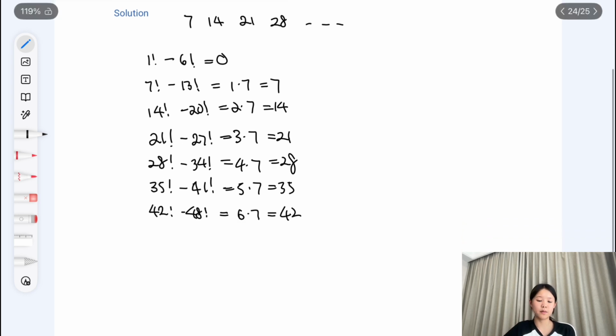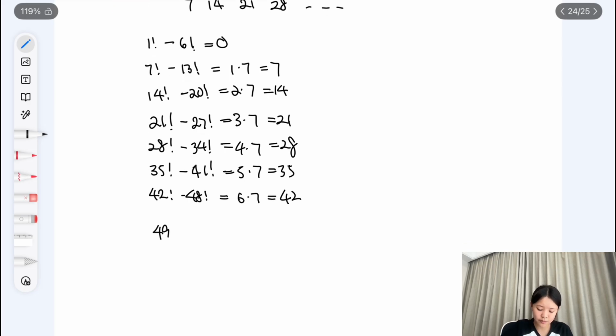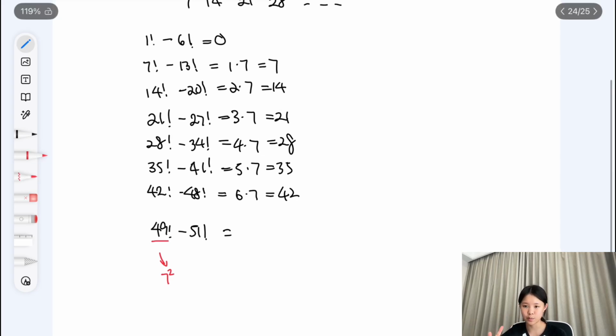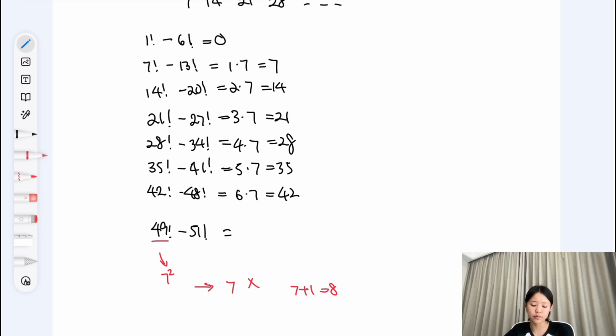So now here's a tricky part. 49 factorial to 51 factorial. So why is this tricky, right? The reason for this is because 49 actually has 7 squared. It's equal to 7 squared. So that means it brings not 1 factor, but 2 factors of 7. So instead of this being 7, you would make it 7 plus 1 equals 8. What this means is that all the factorials, 49 factorial, 50 factorial, and 51 factorial, all of these have 8 factors of 7 rather than 7. So that means it should be 8 times 3 equals 24.